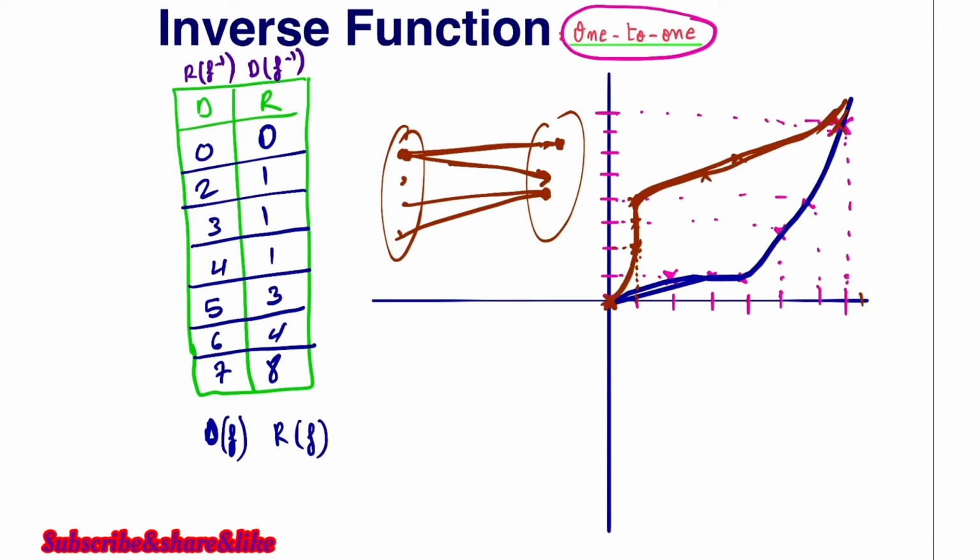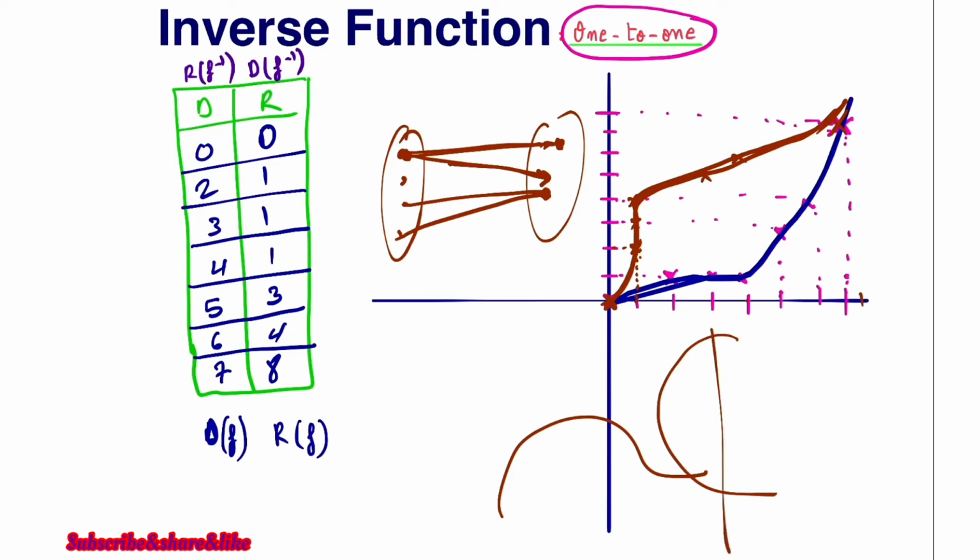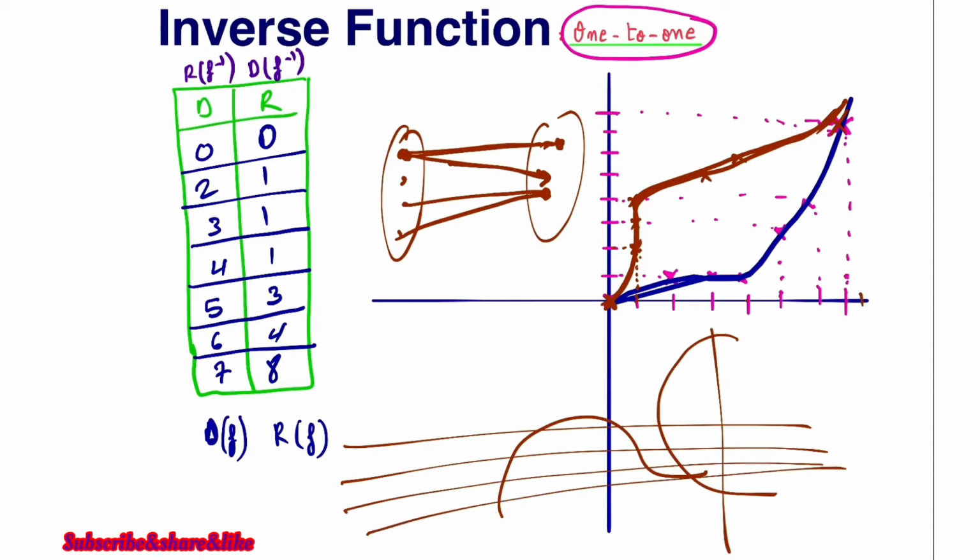That's the reason why it has to be a one-to-one function. If you have a function like this and you put the opposite, it will be something like this, and this is not a function. That's the reason you have to test it with horizontal lines to see if it's a one-to-one function.